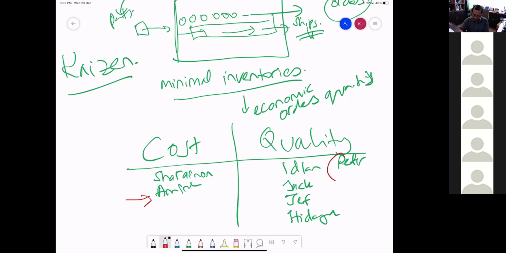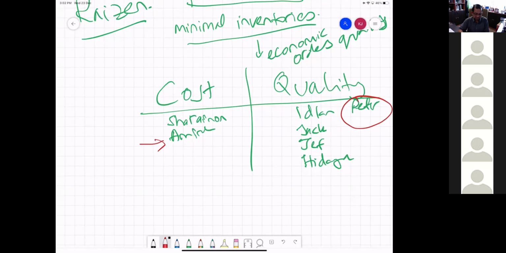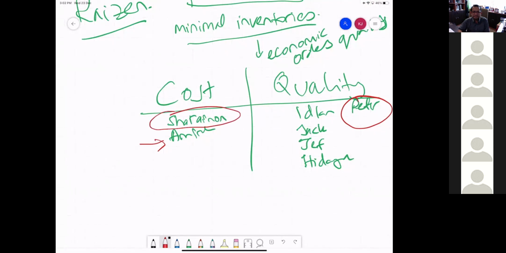Peter, why do you say quality is more important? The good quality will make the cost go down. Okay. Sharino, why do you say cost is important? Because like Amira, I can produce a good quality but lower cost. Tricky. Good quality at a lower cost.